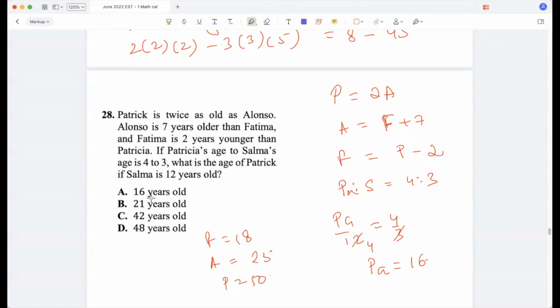Okay, Patrick is twice as old as Alonso. Alonso is 7 older than Fatima. Fatima is 2 younger than Patricia. Patricia to Salma is 4:3. Salma is 12. So Patricia is 16. If Patricia is 16, Fatima is 14. Sorry, 14. And then 21 for Alonso and 42. Yeah.